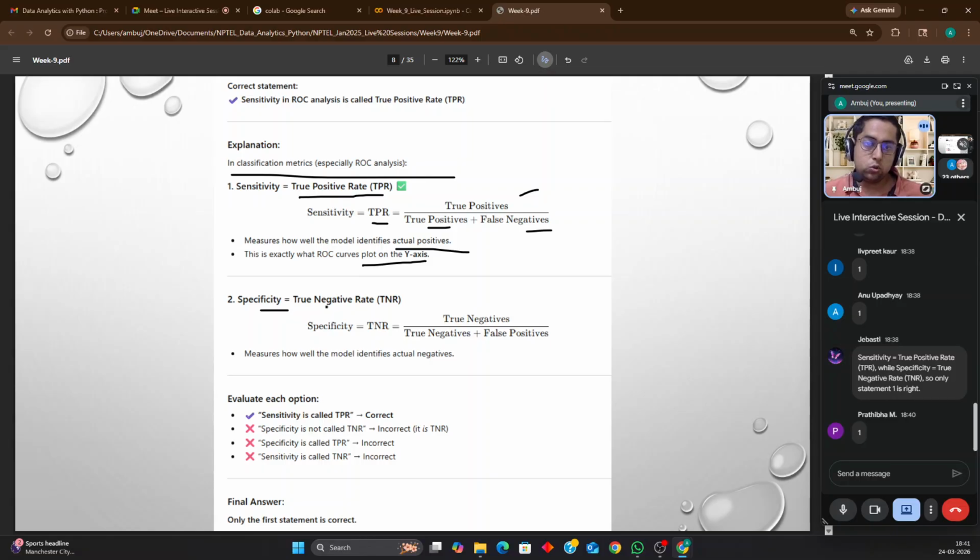Specificity will be equal to true negative rate. True negative rate will be true negative divided by true negative plus false positive. It will tell how well the model identifies actual negatives. So sensitivity is called true positive rate, and this statement is correct. Specificity is not called true negative rate, this is incorrect. It is only called true negative rate. Specificity is called true positive rate, this statement is incorrect.